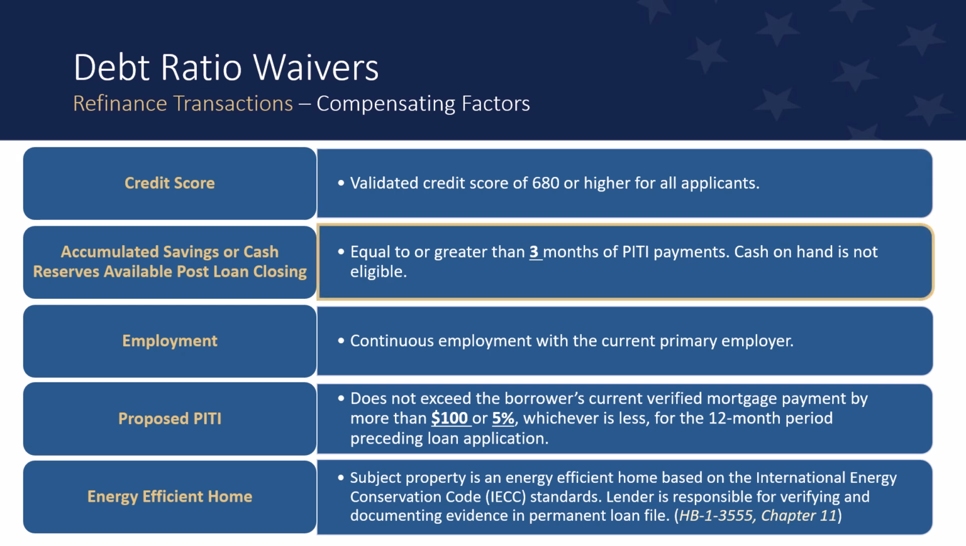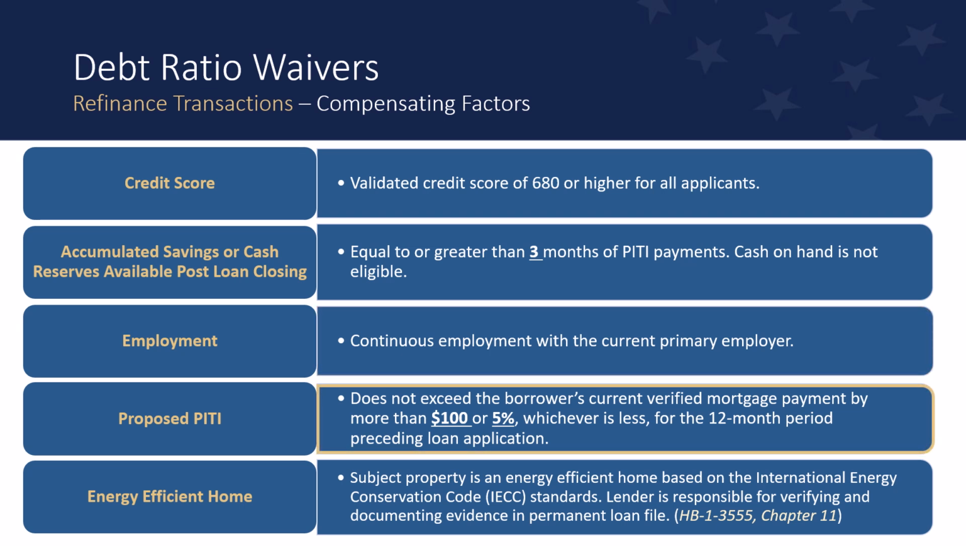The next option is that the accumulated savings or cash reserves available post-closing are equal to or greater than 3 months of the proposed PITI payment. Again, cash on hand does not count towards this compensating factor. Another option is continuous employment with a current primary employer.